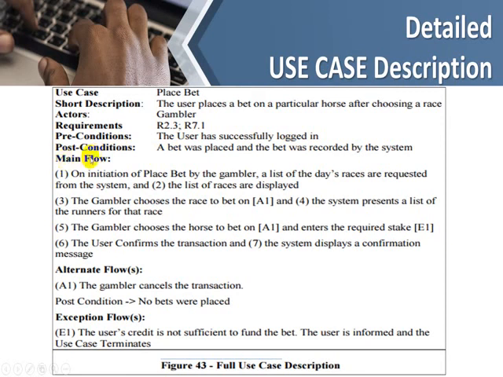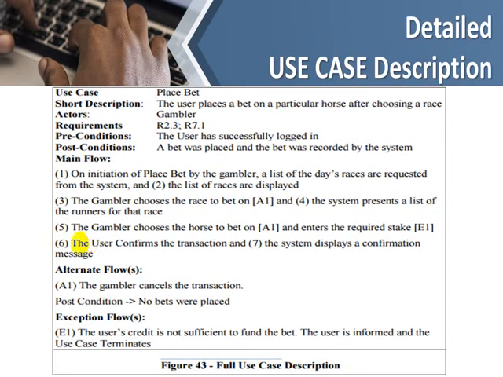Now we have studied the main flow, and all those steps that we have studied, we in fact put under the heading main flow. On initiation of place bet by the gambler, a list of the day's races is requested from the system. Point 2, the list of races is displayed. Point 3, the gambler chooses the race. And then point 4, the system presents a list of the runners for that race. Then point 5, the gambler chooses the horse to bet on. And then point 6, the user confirms the transaction. And 7, the system displays a confirmation message. So in fact, this is the main flow with the help of which a user can successfully place the bet.